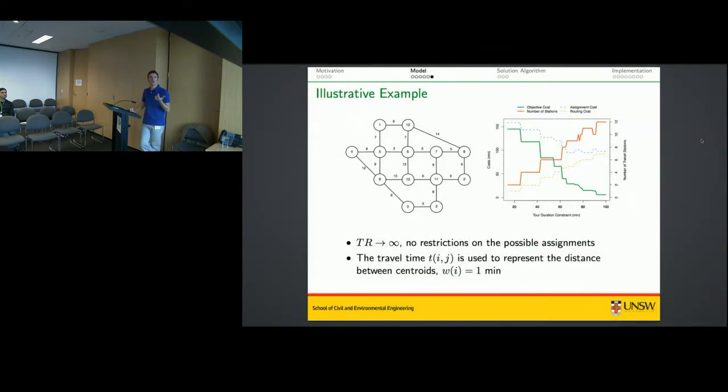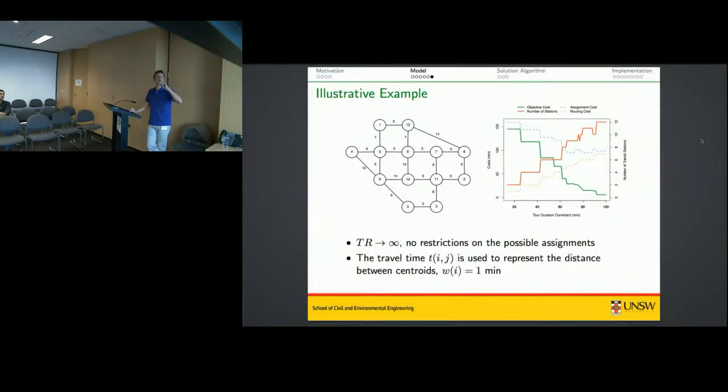So we use it to solve a very simplified, illustrative example. In this example, we used no restriction on the assignment. We did not reduce the number of links in the assignment graph, because otherwise the graph is so small that you end up reducing your solution space a lot. It's just an assumption, but basically every node can be assigned to every other node.